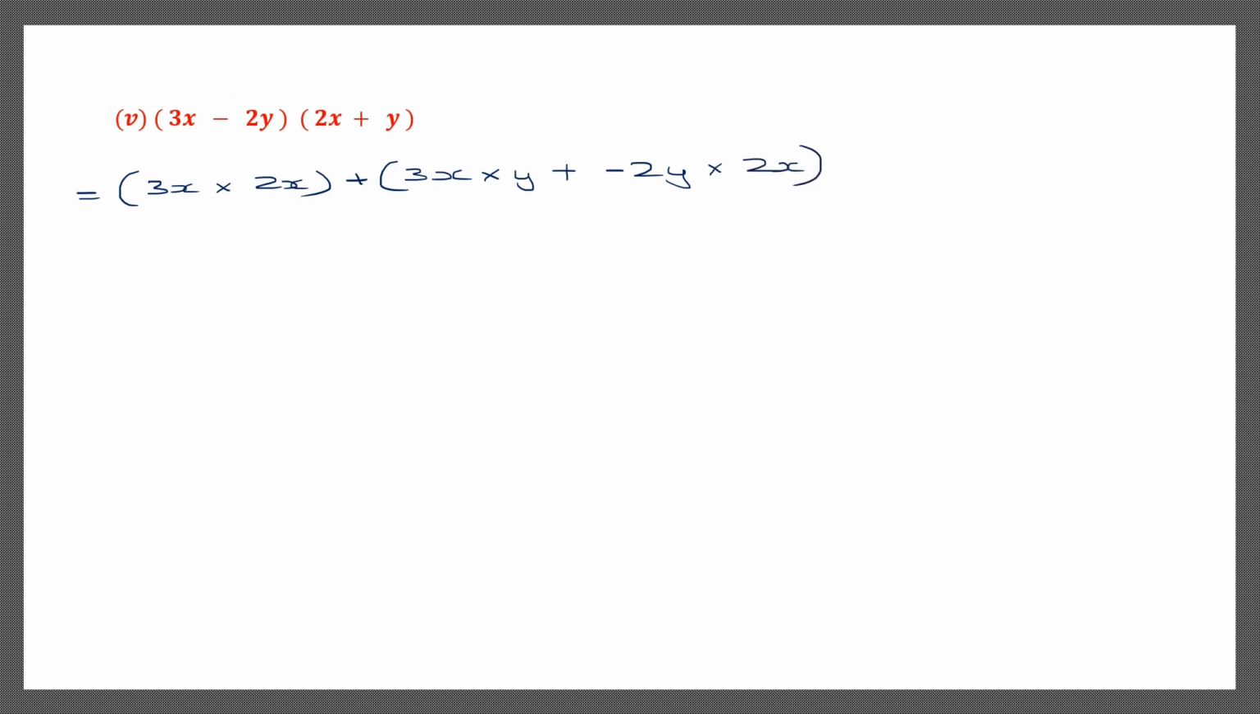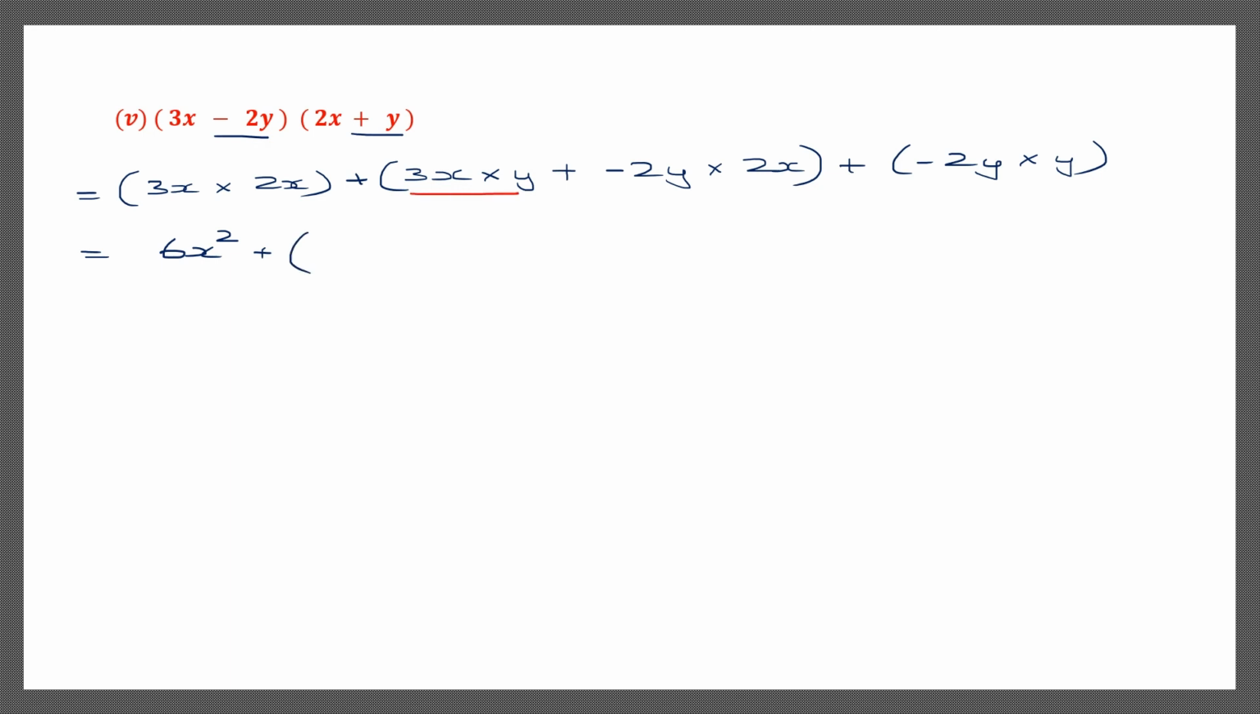Now multiply the second term of both. That is minus 2y into y. So this will be 3x into 2x. 3 2's are 6. x into x is x square. Plus, now here let's go into this and see.